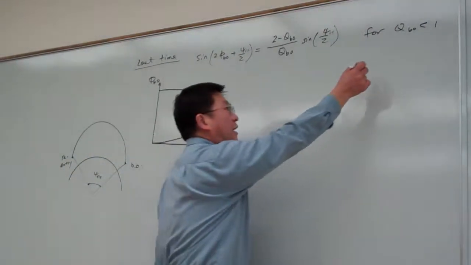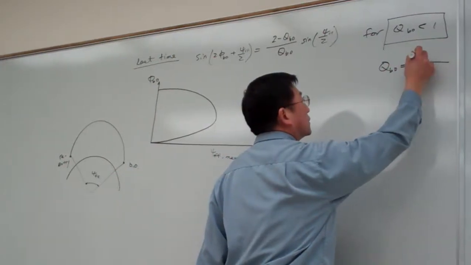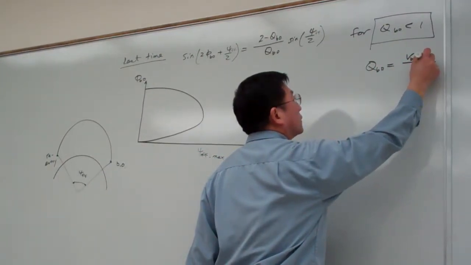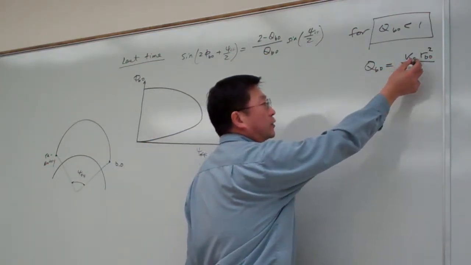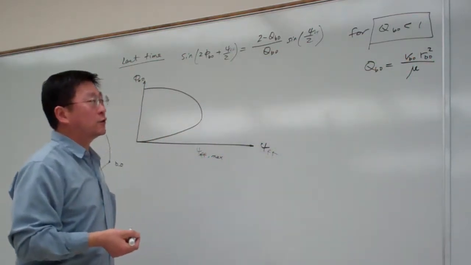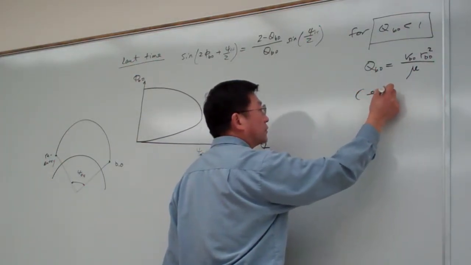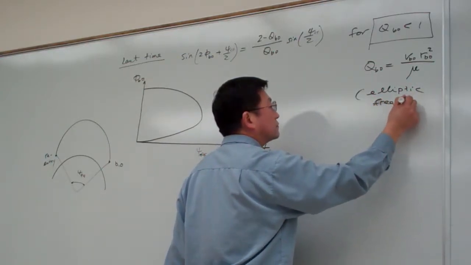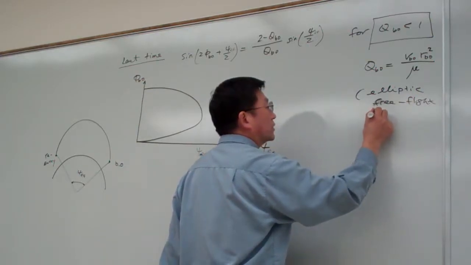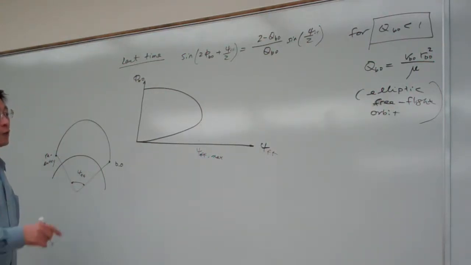So for this case, last time we discussed, and what is Q_BO? Q_BO by definition is V_BO times R_BO squared divided by mu. So basically, depending on the burnout position and velocity, we can calculate Q. And for this case, we're interested in this, and usually this one corresponds to the elliptic free flight orbit. Okay, and this is the most used, so I will put a little bit more time on this case. Okay, so that's what we have done.